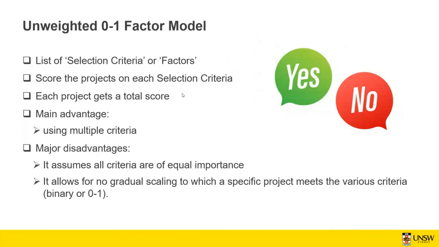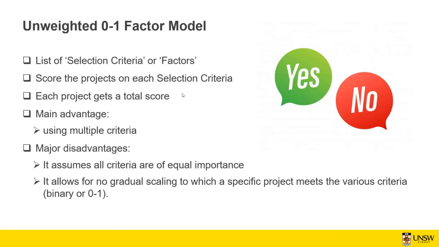in order to go ahead with that project. So the main advantage is that you are using multiple criteria, but there are many disadvantages, such as it assumes all criteria are of equal importance, which is not the case. For some companies, the financial incentive is going to be higher. For other companies, maybe the environmental or socioeconomic incentive is going to be higher. So if that's the case, perhaps this model is not going to generate the best result for them. And the other disadvantage is that it's just binary, so it's 0 or 1, nothing in between.